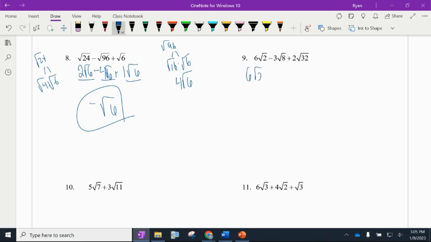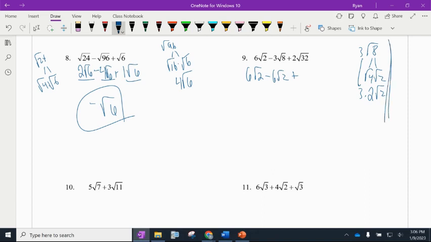6 square root of 2 is fine. 3 square root of 8 needs to break down. That's square root of 4 times square root of 2. The square root of 4 is 2 with this square root of 2 after that. Remember, you need to bring down that 3. 3 times 2 means that this middle term here is minus 6 square root of 2.